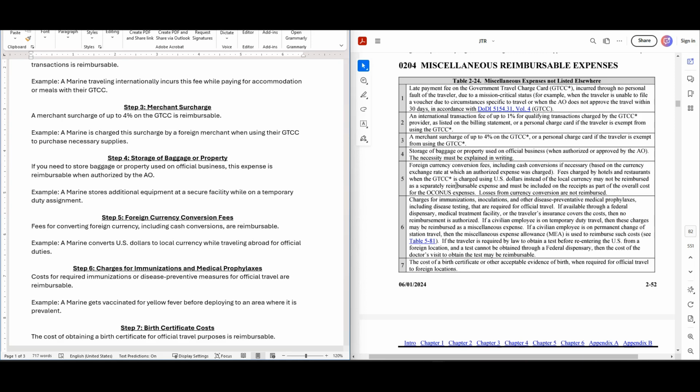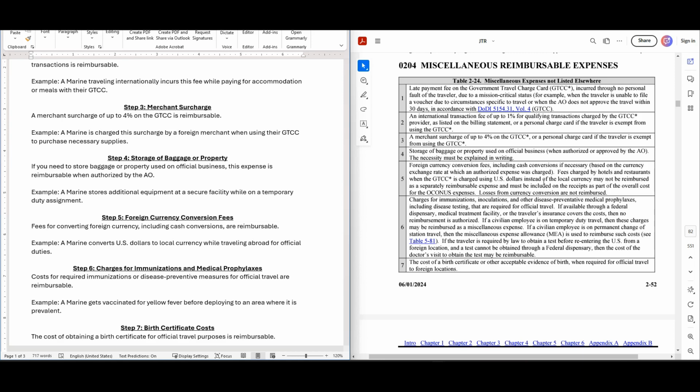Five, foreign currency conversions, including such conversions if necessary based on the currency exchange rate. And then this is where we're talking about a lot of those conversion fees that we've kind of talked about up here, but the international transaction fees does differ a little bit from the foreign conversion fees, because this is what we're talking about, the currency, but this is the transaction for using an international fee, and this is up to 1% for that.